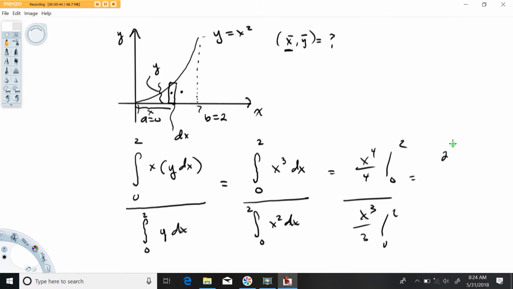So we're going to have 2 to the fourth over 4 over 2 to the third over 3. And that's going to give us 2 times 3 over 4, 3 halves, or about 1.5. Right? And if you look at the geometry, 0 is on the left, 2 is on the right, so 1.5 is about here. That looks about right.